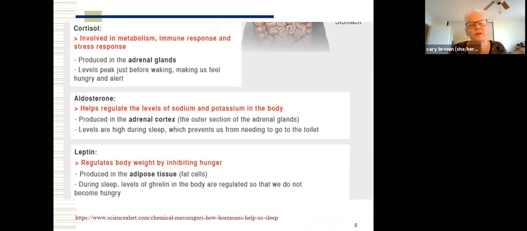aldosterone. So, again, regulating sodium and potassium in the body is very important. Leptin, I already mentioned that, right? It regulates your body weight by inhibiting hunger. So if you're not producing leptin, you're in trouble.